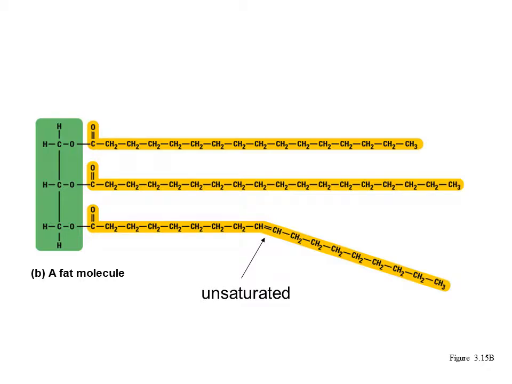Here is an image of a typical triglyceride. The first 2 tails are saturated. They contain all single covalent bonds, whereas the third one has one double covalent bond, or a kink. Therefore, it is unsaturated.